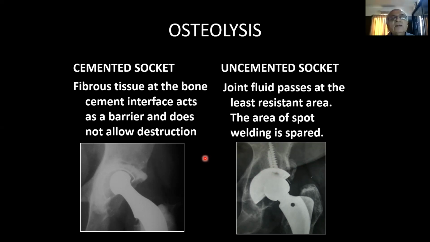Anyhow, to help you understand, osteolysis in a cemented socket is different because there is a fibrous tissue at the interface and it's a barrier. But here, there is an area of least resistance where spot welding has not taken place. There is no fibrous tissue. So the particles are pushed directly inside into the socket area.